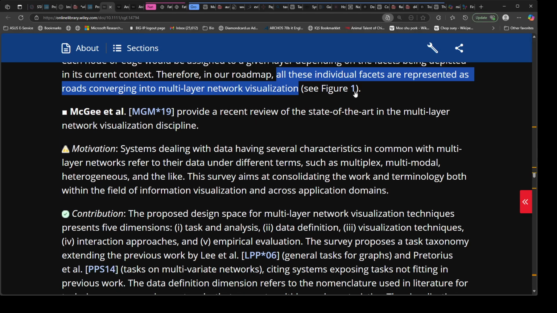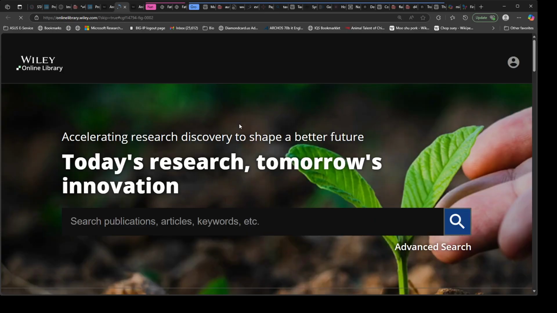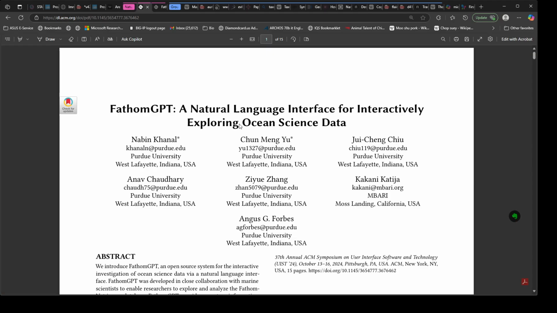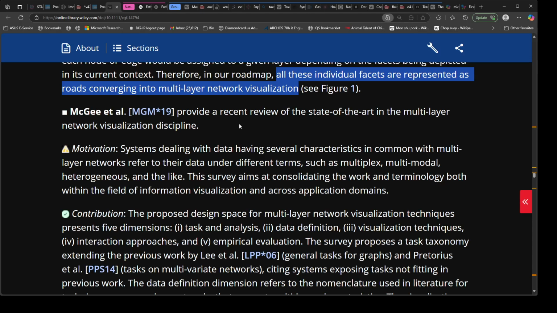See Figure 1. McGee et al., MGM 19, provide a recent review of the state-of-the-art in the multilayer network visualization discipline. Image motivation. Systems dealing with data having several characteristics in common with multilayer networks refer to their data under different terms, such as multiplex, multimodal, heterogeneous, and the like. This survey aims at consolidating the work and terminology both within the field of information visualization and across application domains.